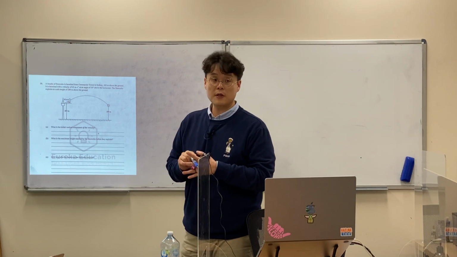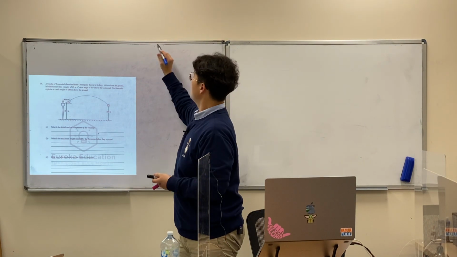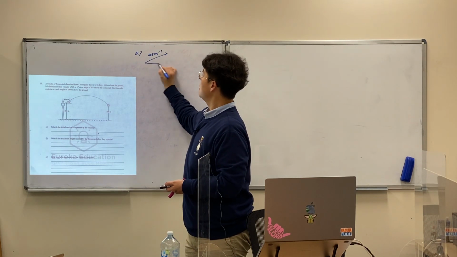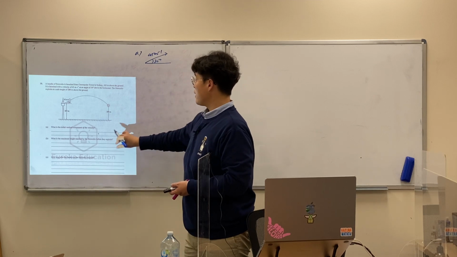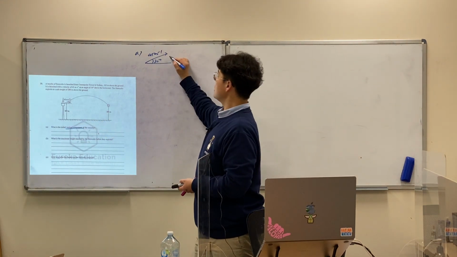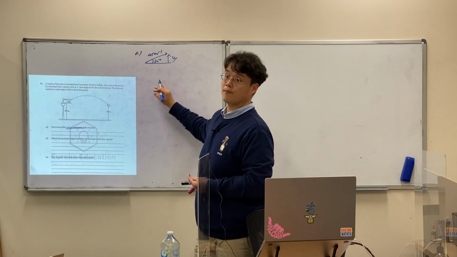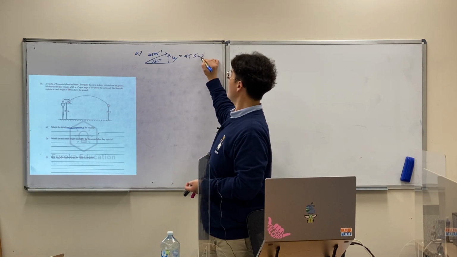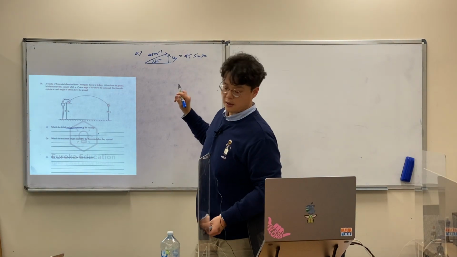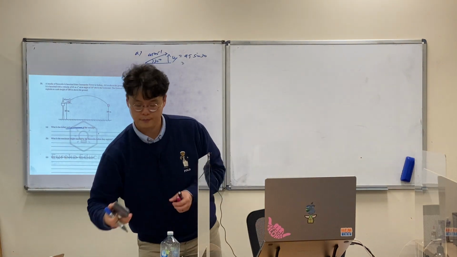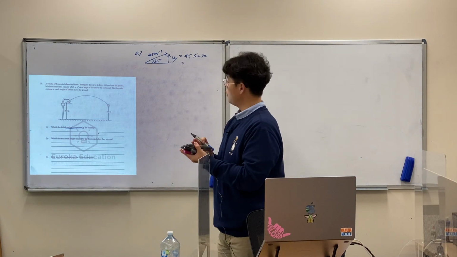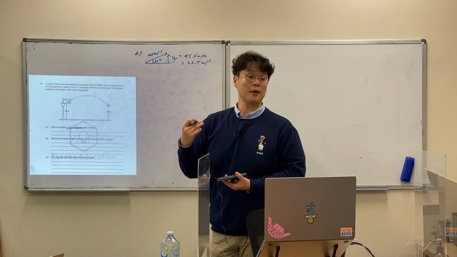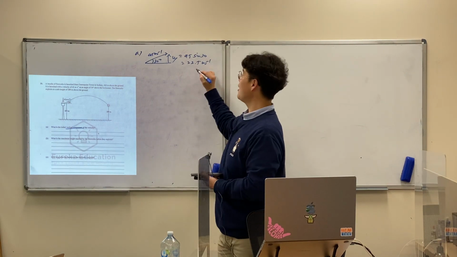So it's pretty easy to find the initial velocity by now. Make sure you draw a vector diagram: 45 meters per second launched at 30 degrees. The vertical component means you need to find uy. As given, uy is 45 sine 30. What did you get? 22.5, which is half, meters per second, and the direction is upwards.